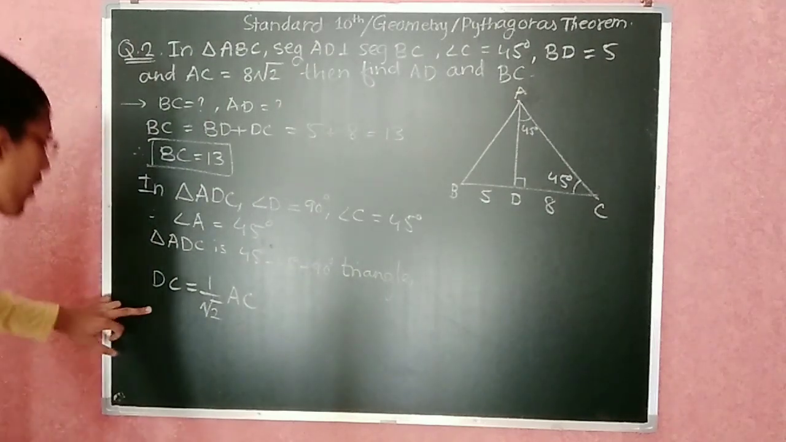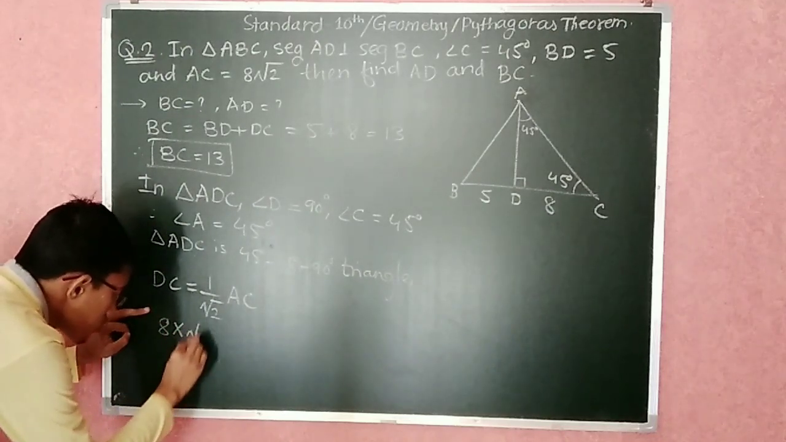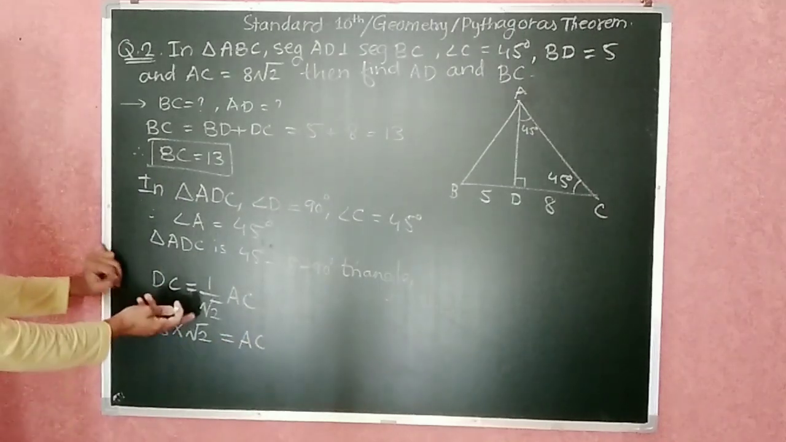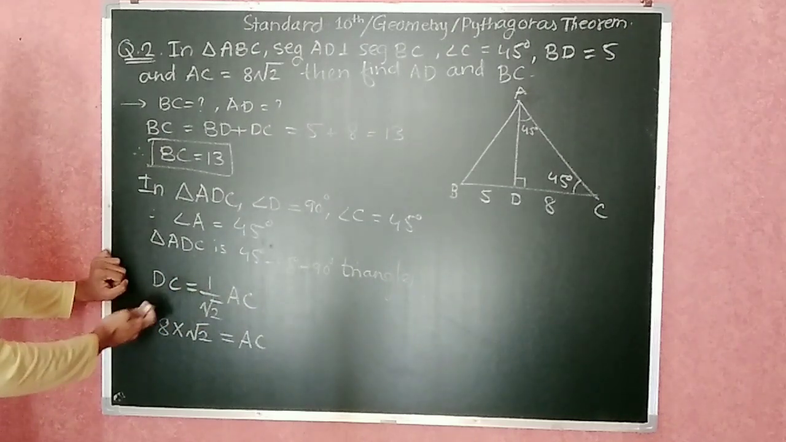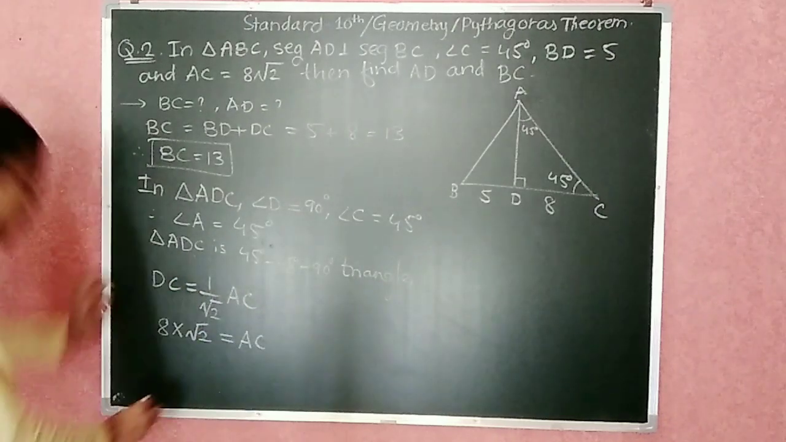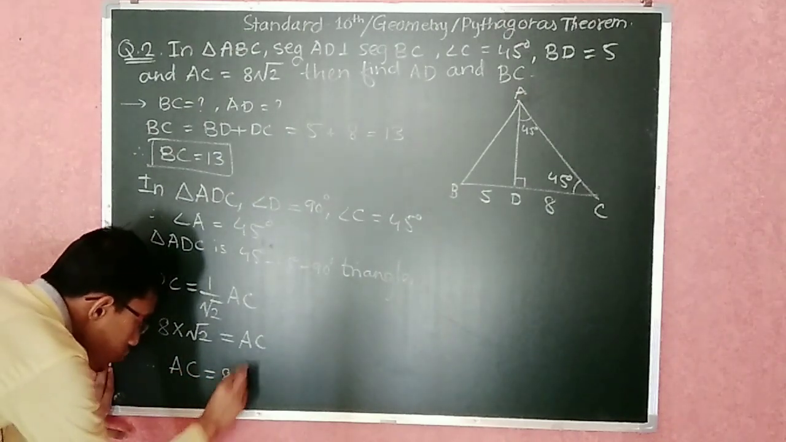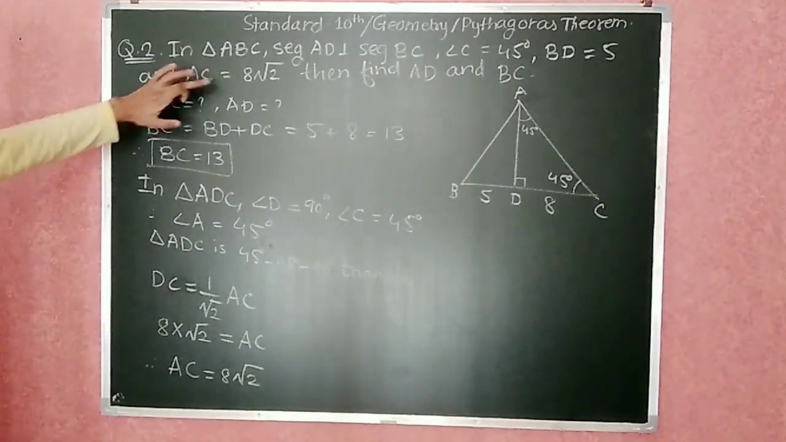Now we know the value of DC, it is 8. So 8 into root 2 is going to be AC. We are shifting root 2 from the RHS to the LHS, so it is going to be multiplied. So we have got the value of AC equal to 8 root 2. But what we have to find is the value of AD.